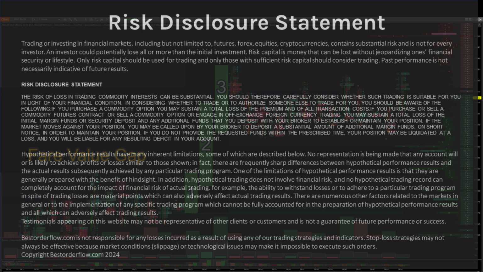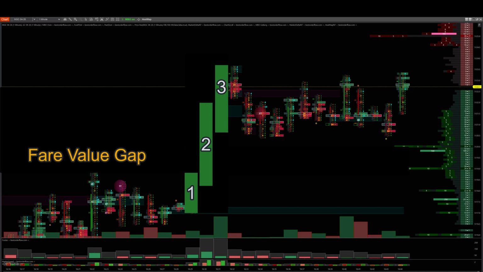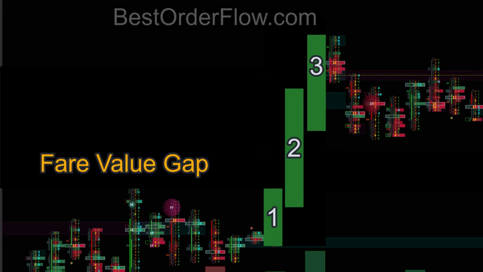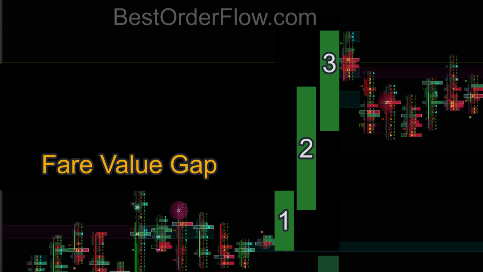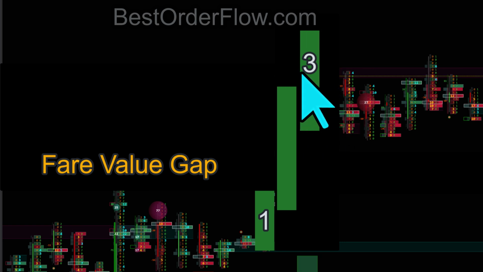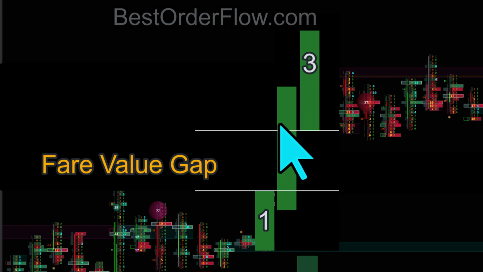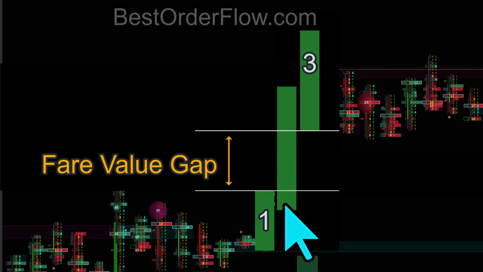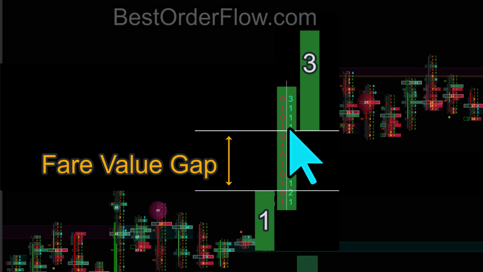Most traders confuse fair value gap with a breakaway gap. The fair value gap is when you have candle 1, 2, and 3, and candle 3 and candle 1 are not overlapping, leaving this space in candle number 2. Usually this candle consists of zeros on both sides of the buyers and the sellers.